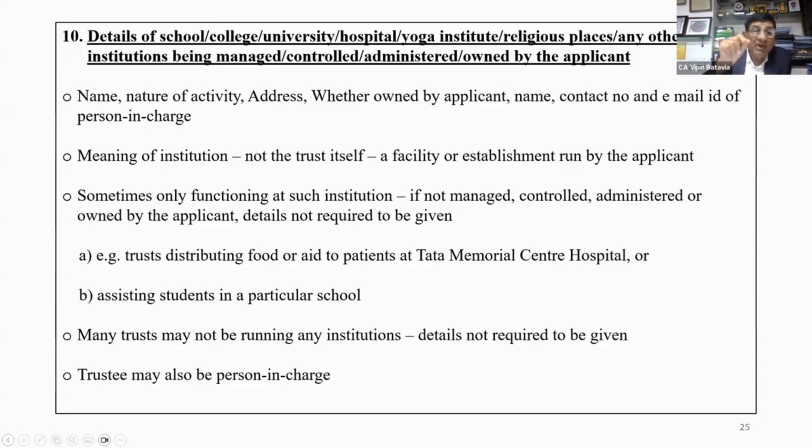It's very simple. But the only thing is, if the trust is controlling any other school, college, university, or hospital, then the details of those organizations are to be given. So controlled, administered, managed, or owned by the applicant. If the applicant is managing them, then those details are to be there. And who is the person in charge is to be given. That is one of the requirements.